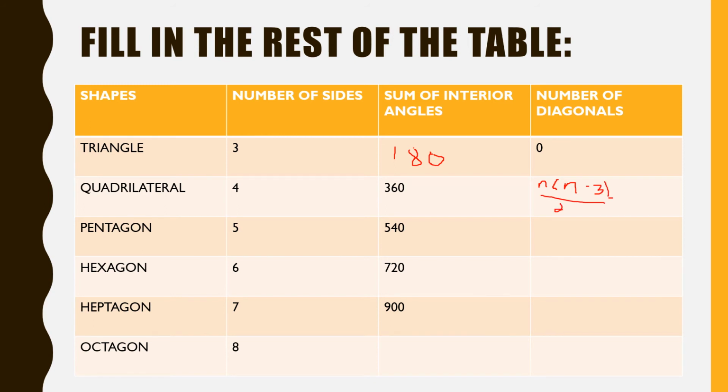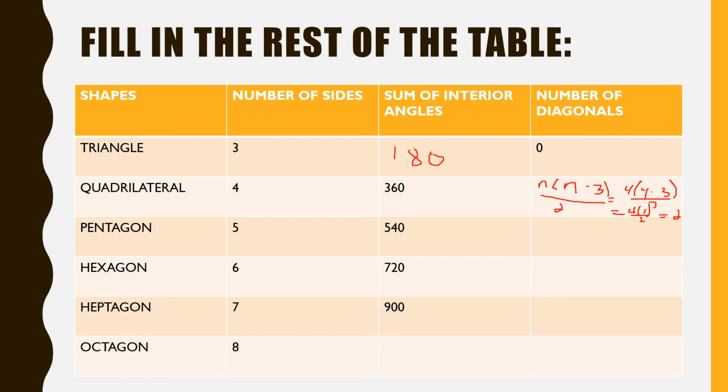So, that is equal to 4 times 4 minus 3 over 2. So, that is 4 times 1 over 2 or 2. The answer is 2. There are 2 diagonals.